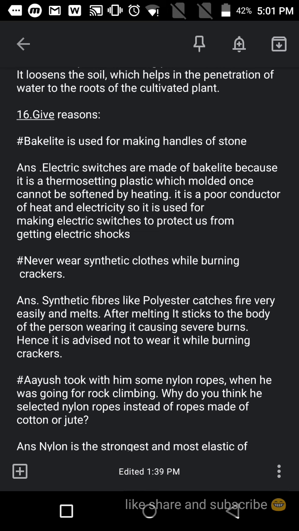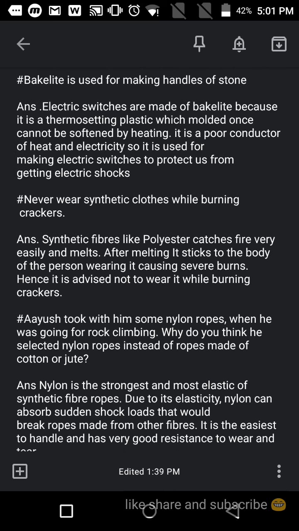Never wear synthetic clothes while burning crackers. Answer. Synthetic fibers like polyester catch fire very easily and melt. After melting, it sticks to the body of the person wearing it and causes severe burns. Hence, it is advised not to wear polyester clothes while burning crackers.